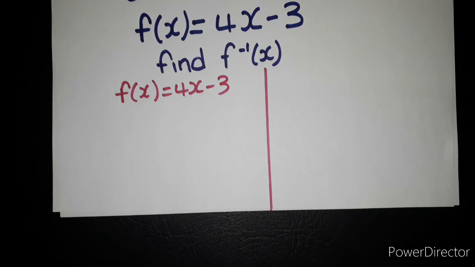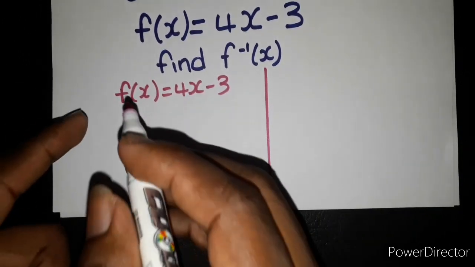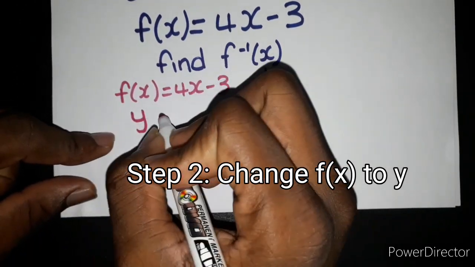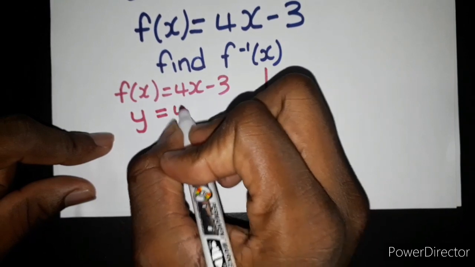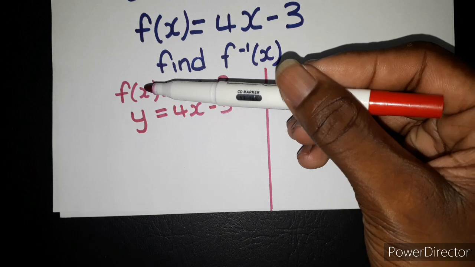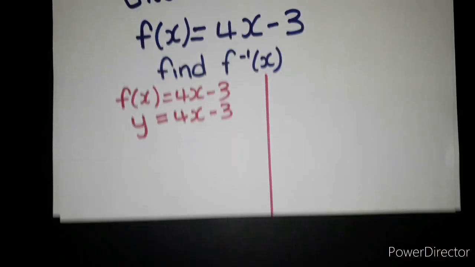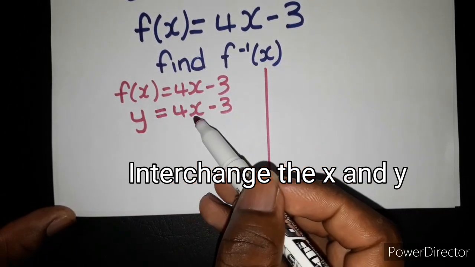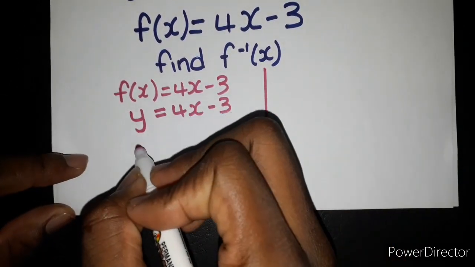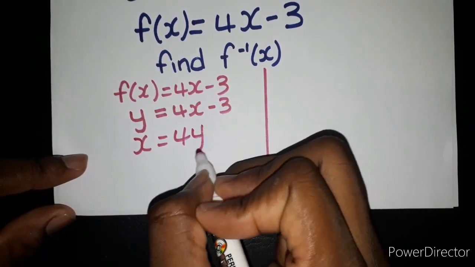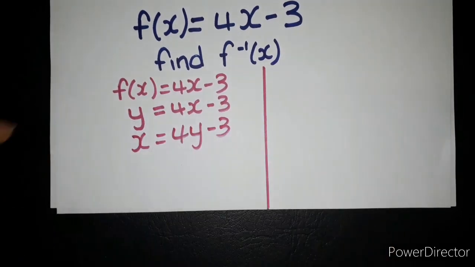The next thing, instead of writing f of x, we change that f of x and we put y in place of it. So it will be y is equal to 4x minus 3. So the second step, we change f of x to y. Now the third step, we switch the x and y values. Outside here, we'll put x is equal to 4, and instead of writing x, we put y minus 3. We switch the two values.